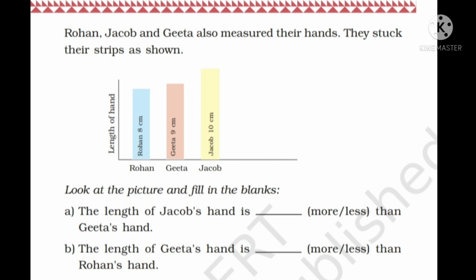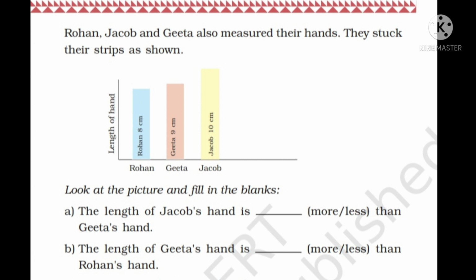Rohan, Jacob and Geeta also measured their hands. They stuck their strips as shown. See, they stuck the strips as shown. Length of the hand: Rohan, Geeta, Jacob. Rohan's length of hand is 8 centimeter. Geeta's is 9 centimeter and Jacob's is 10 centimeter.